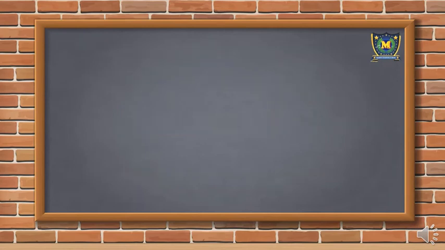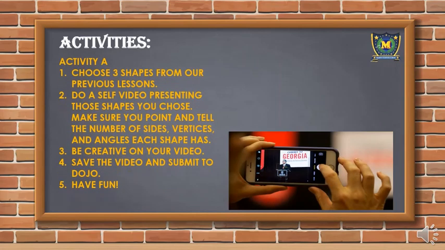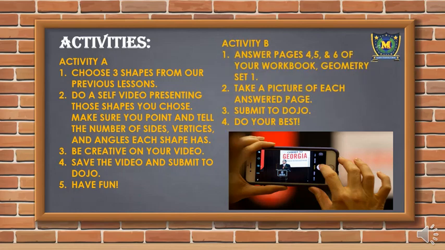And now it's activity time. For your activity A, you have to choose three shapes from our previous lessons. Do a self video presenting those shapes you chose. Make sure you point and tell the number of sides, vertices, and angles each shape has. Be creative in your video, save the video, and submit to Dojo. And don't forget to have fun. For your activity B, you have to answer pages 4, 5, and 6 of your workbook Geometry Set 1. Take a picture of each answered page, then submit to Dojo. I know you can do it, so do your best.